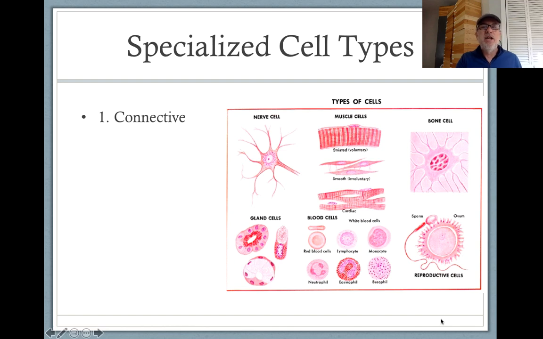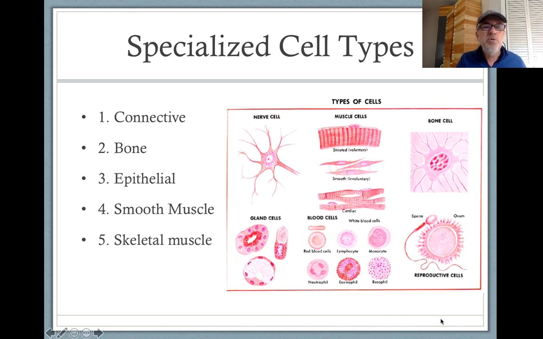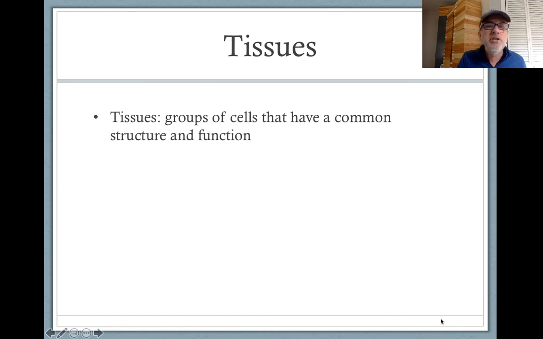Here are some of the specialized cell types. You don't need to know this really, I just want to show them to you. Connective, bone tissue, epithelial cells, smooth muscle, skeletal muscle, and there are several other types. Reproductive cells you can see there, etc. Here are the tissue types. Tissues are groups of cells that have a common structure and function.